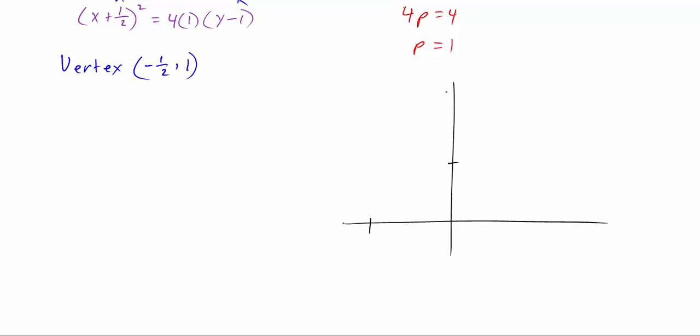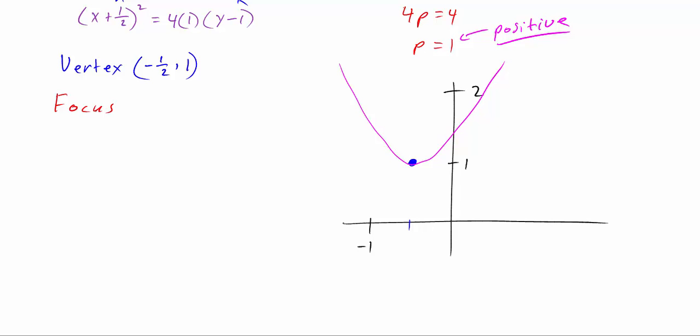Let's see if I mark this off here. Our vertex is going to be located at negative 1/2. So if this is negative 1, positive 1, positive 2, then we're going to go here at a negative 1/2 and then up 1. So here's our vertex. And we know that our p-value here, this is positive. So that tells us that the parabola is going to open up. And this doesn't have to be accurate at this point. We know that it's going to open up something like this, which then will tell us where the focus is going to be located.